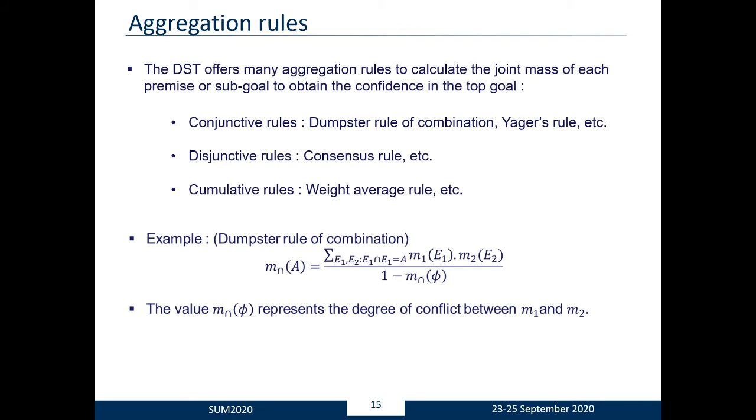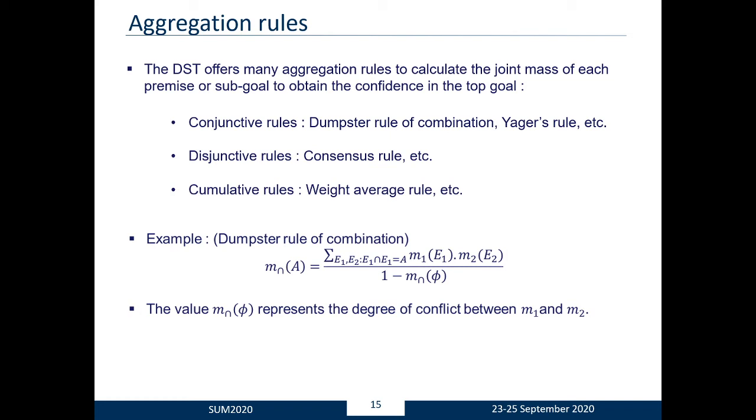Now we are going to talk about the aggregation rules. The Dempster-Shafer theory offers many aggregation rules to calculate the joint mass of each premise or sub-goal to obtain the confidence in the top goal. We can group these rules in 3 categories. We have conjunctive rules, with the example of Dempster's rule of combination.